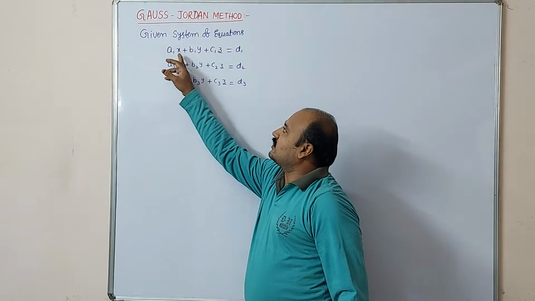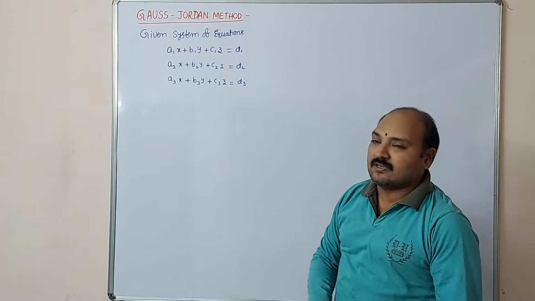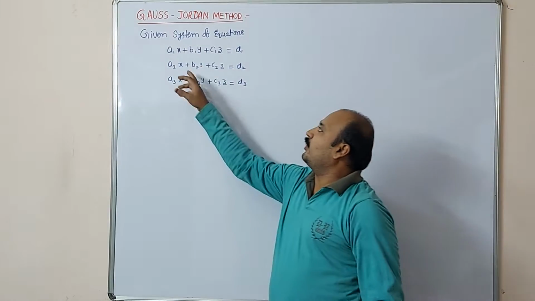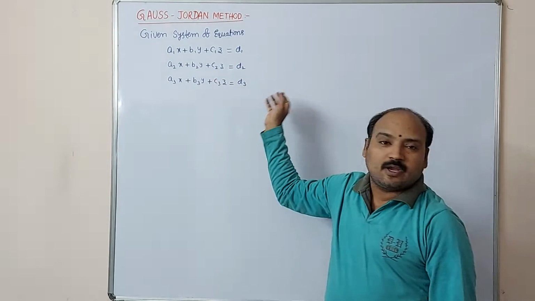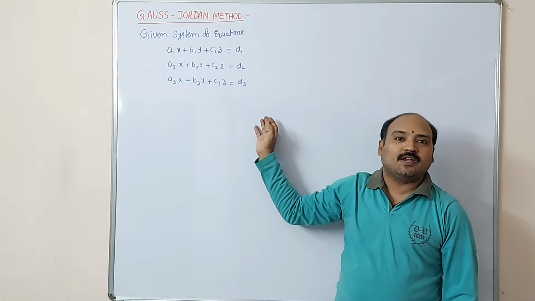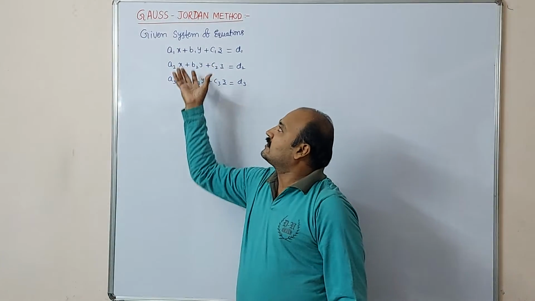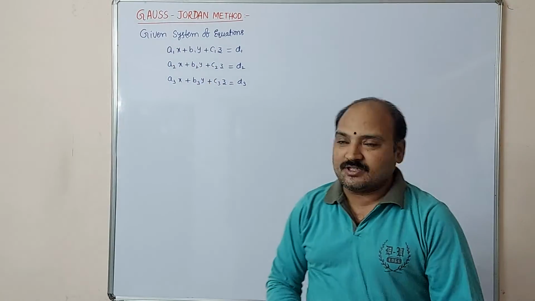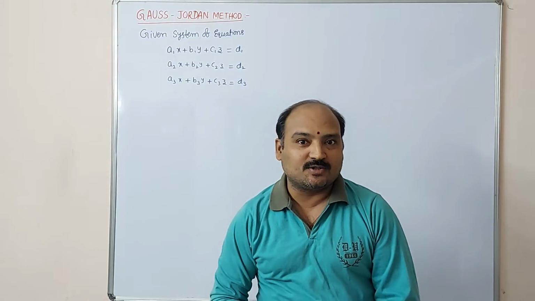The given system of equations is a1x plus b1y plus c1z equal to d1, a2x plus b2y plus c2z equal to d2, a3x plus b3y plus c3z equal to d3. These are the given system of equations, dear students.